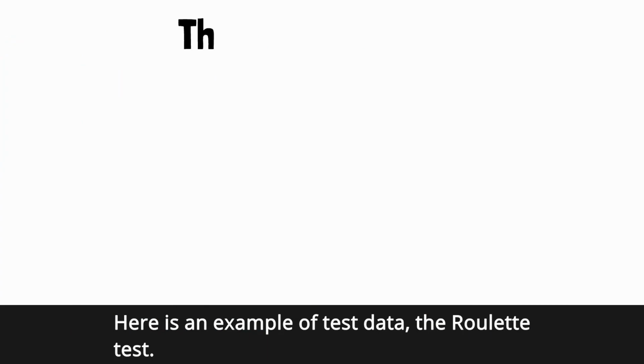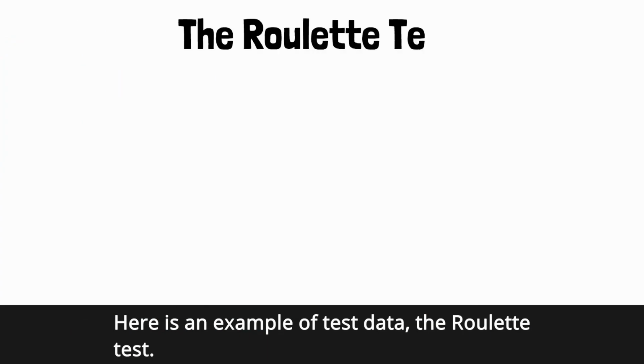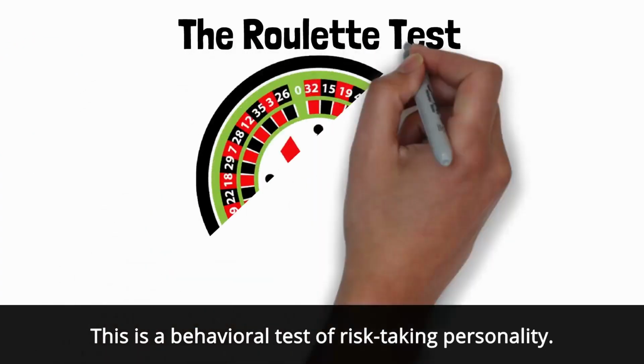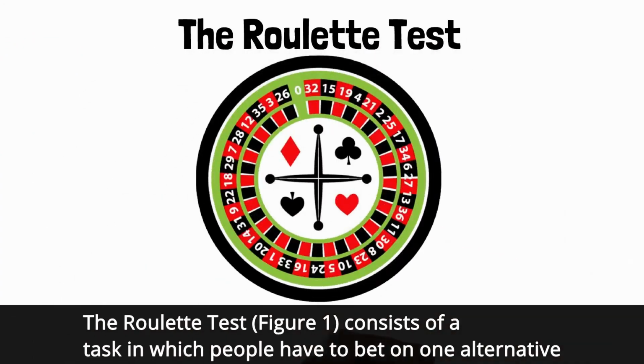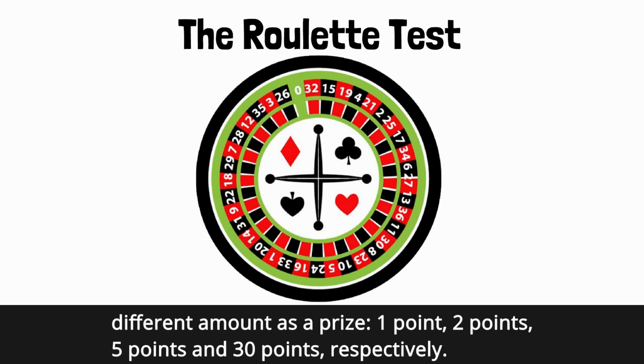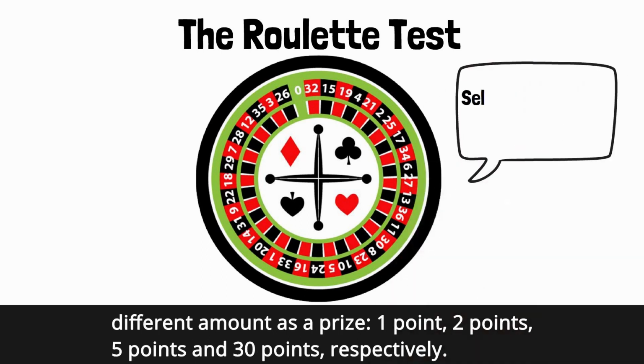Here is an example of test data, the roulette test. This is a behavioral test of risk-taking personality. The roulette test, Figure 1, consists of a task in which people have to bet on one alternative out of 4 different possibilities. Each one of these options is associated with a different amount as a prize, 1 point, 2 points, 5 points and 30 points, respectively.